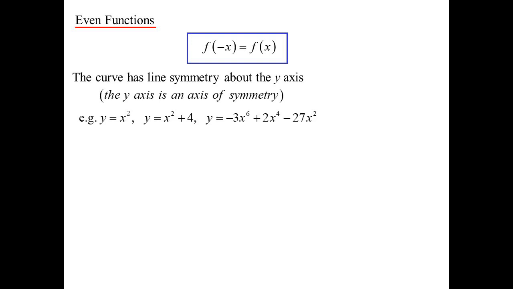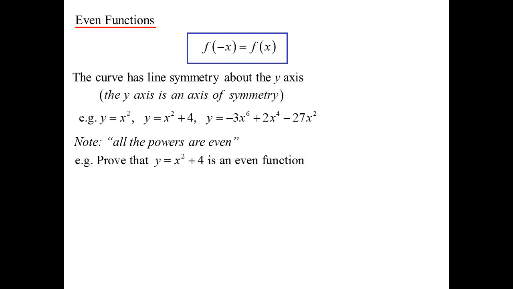Examples: x squared, I just said, x squared plus 4, minus 3x to the 6, plus 2x to the 4, minus 27x. All the powers are now even. I'm using a very loose definition of even here because of the constant number. Technically that 4 is 4x to the power of 0. Is 0 an even number? Well, yeah, it satisfies the definition of an even number. You can divide it by 2. So, as I say, very loose definition of even there.